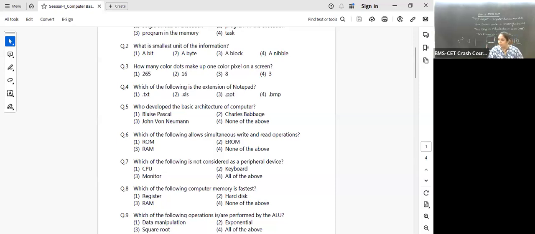Is that clear? Okay. Why is Notepad a .txt extension? Because it cannot insert images. It cannot make it interactive. That means it is only dealing with text.